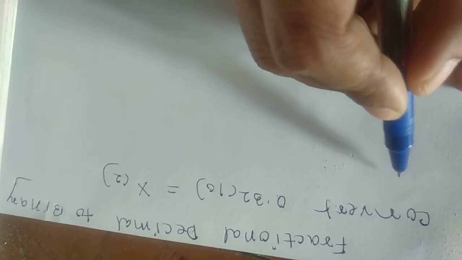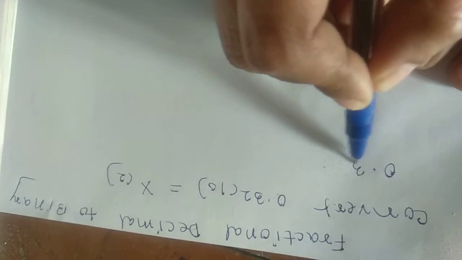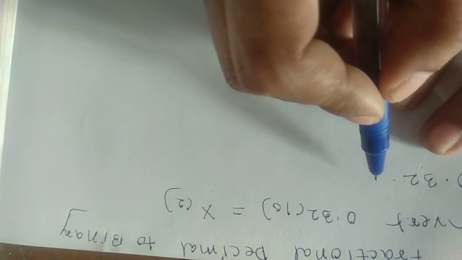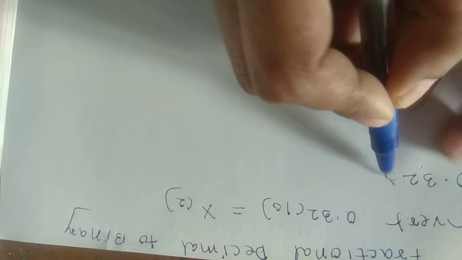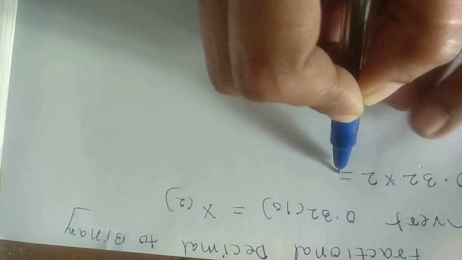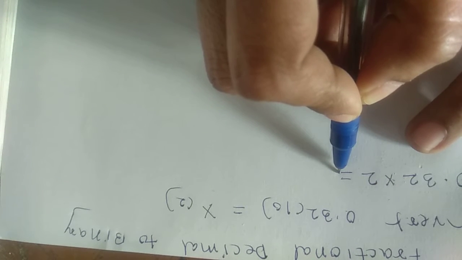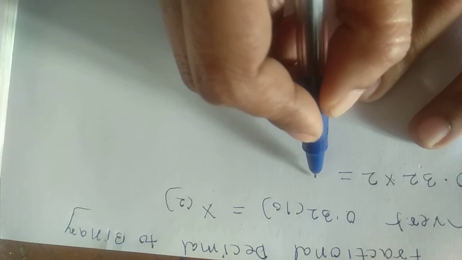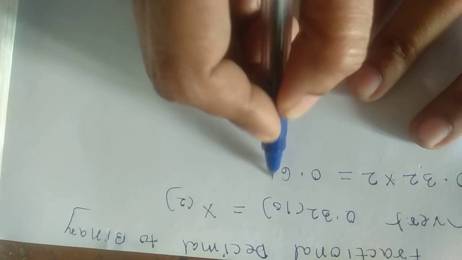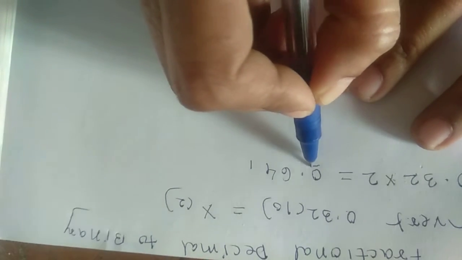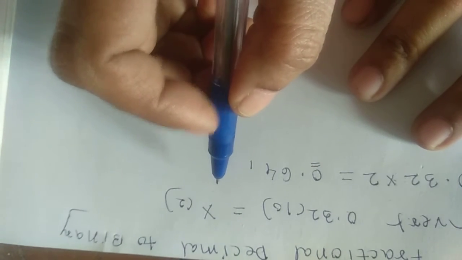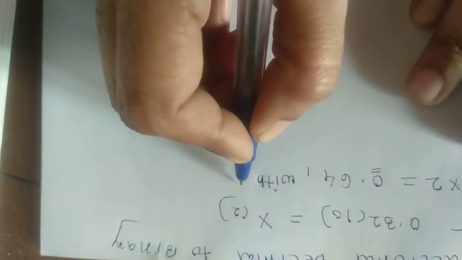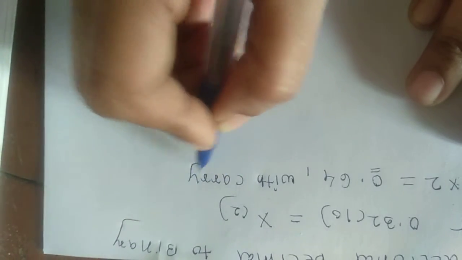So I'll write here 0.32. See the method of solving this example. You have to multiply the given number by 2 every time. Multiply the given number by 2 and find the answer. Here it is 0.64. You consider the integer part as the carry. I will write here with carry 0.